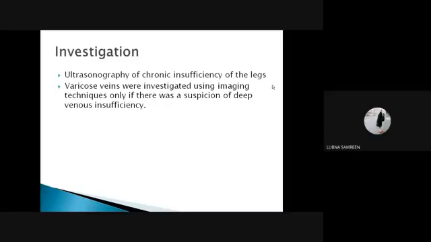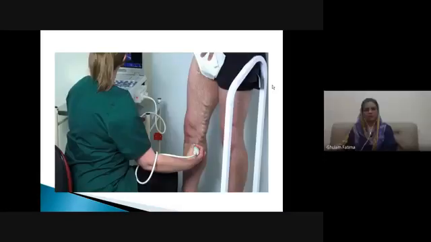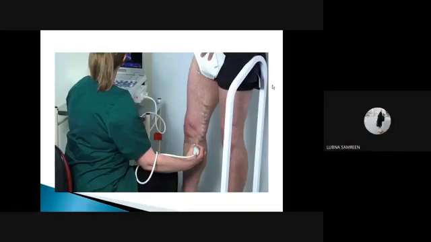My name is Lubna, and I am going to continue from the investigations of varicose veins. In investigations, ultrasonography of chronic insufficiency of the legs and varicose veins: imaging techniques are used only if there is a suspicion of deep venous insufficiency. Next, ma'am. As in this picture, it is clearly shown that ultrasonography is being used for the investigation of varicose veins.